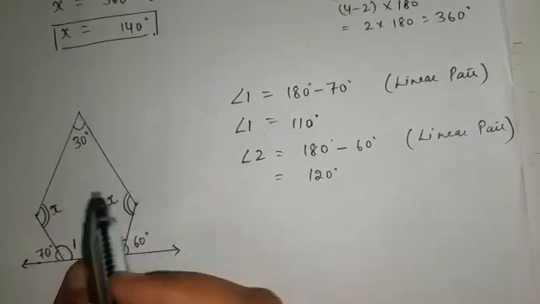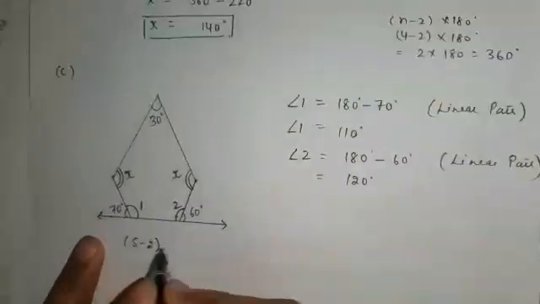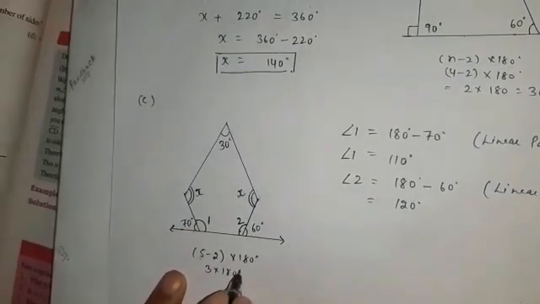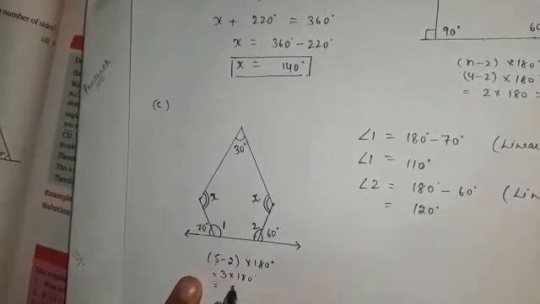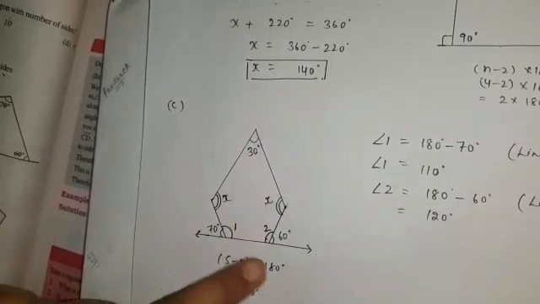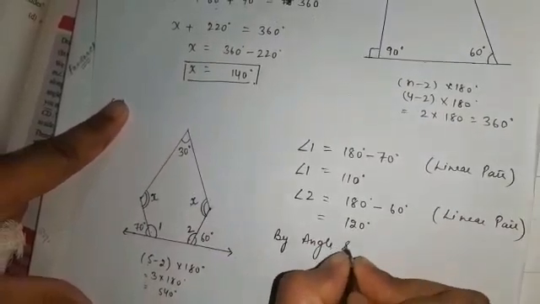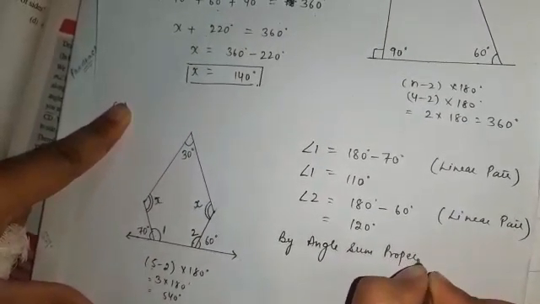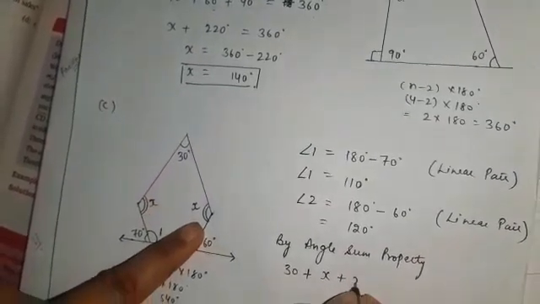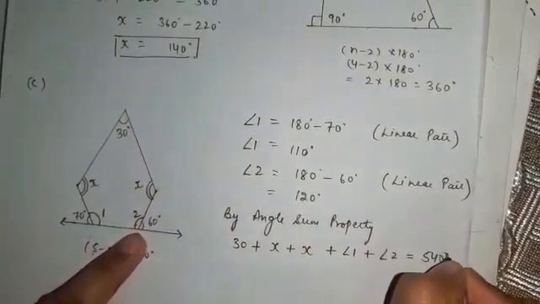Okay, now there are 5 sides in this. So when there are 5 sides, what will be the angle sum? N minus 2 into 180 degree, that means 3 into 180 degree, and 3 into 180 degree means 540 degree. If you already know that the angle sum is 540, you can skip this step. Now by angle sum property, 30 plus x plus x plus angle 1 plus angle 2 is equals to 540 degree.